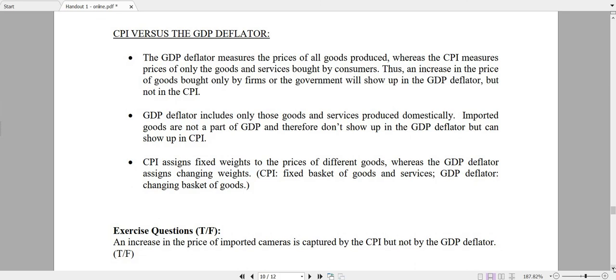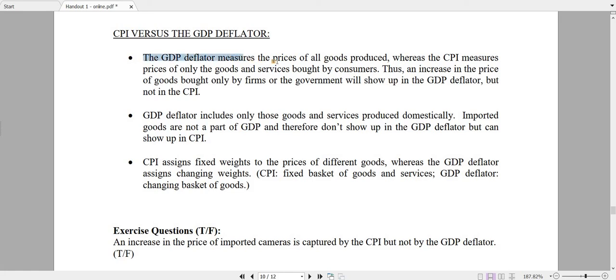Now, just by seeing the way the two indexes are constructed, you can easily figure out why we are seeing this difference in our final measure of inflation. So here on your handouts, you can see three main differences, or three reasons why we are witnessing different measures of inflation using these two different techniques. So the first difference arises because of the following reason.